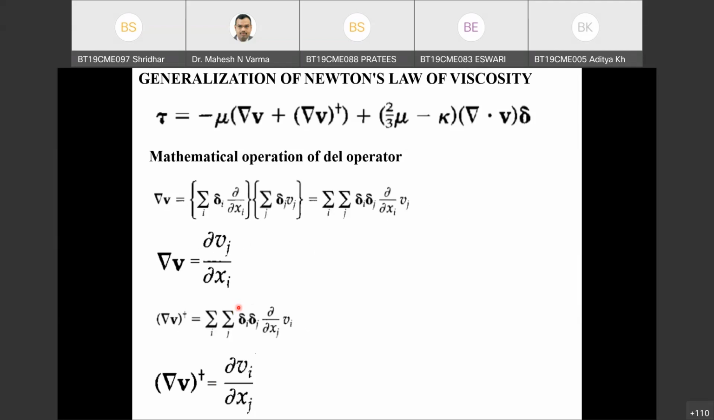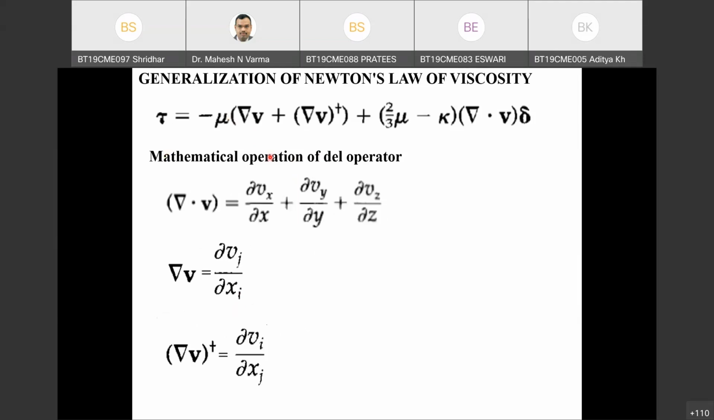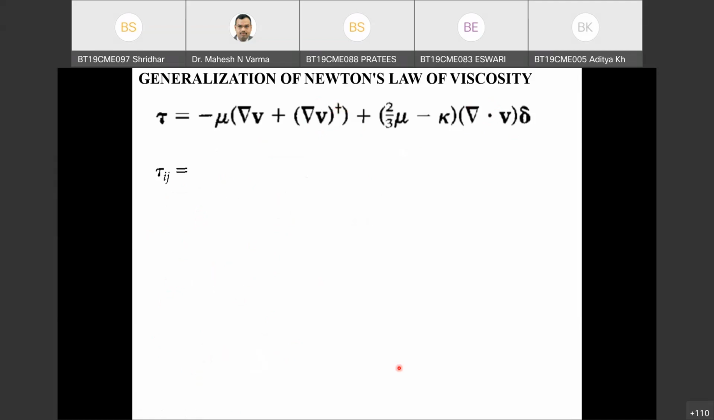This is how we are getting this compact nature, and using this compact nature, I can get back my main equation. Okay, so now this is important. Here I have del dot V. Here I have del V, del vj by del xi, and here I have the transpose of this. Substituting all this mathematical operation in the generalized Newton's law of viscosity, what will I get?